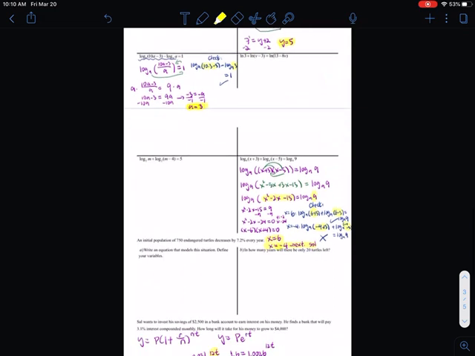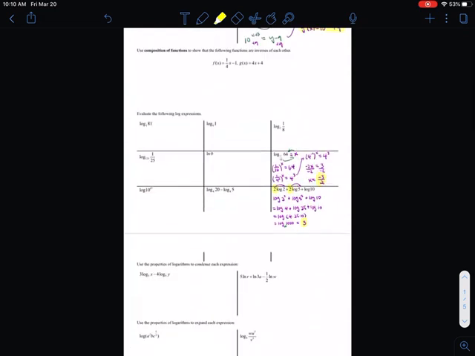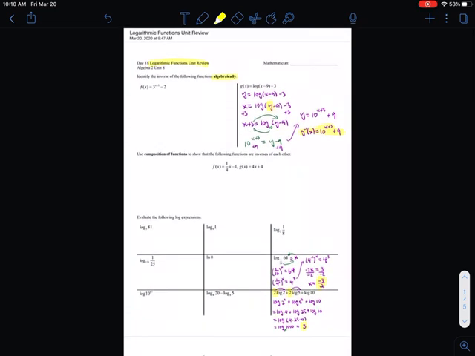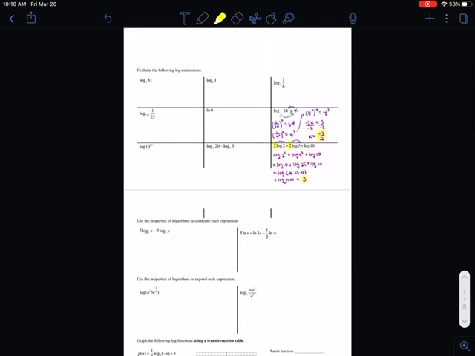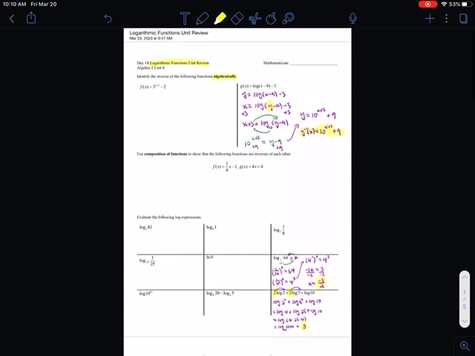And okay, so that is the unit pretty much. We are now done with the log functions unit. So please go ahead and take a look at the rest of these and submit your work.